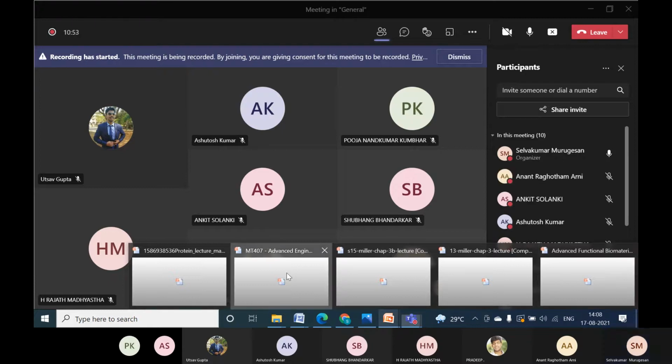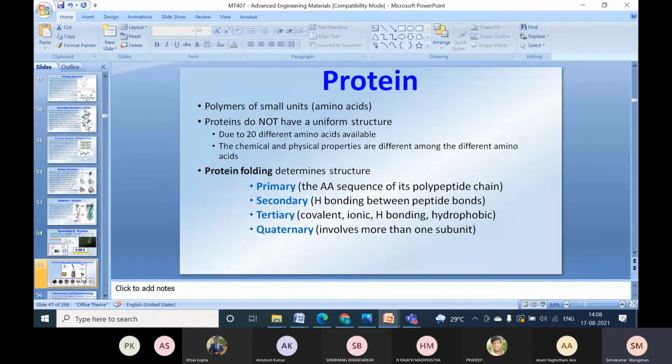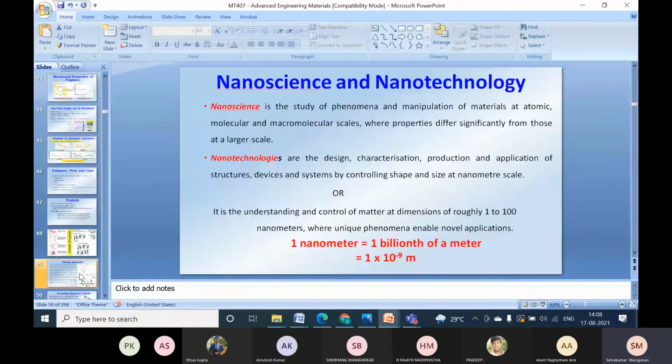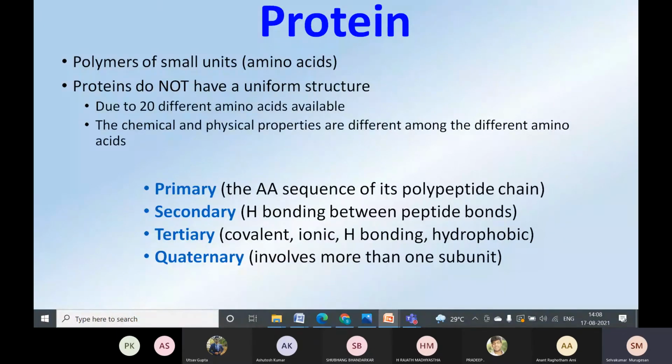So today we'll see a little about protein structure and its basics and their types, like the three component protein, etc. And then we will get into the nanoscience and technology. So protein, everybody knows. Protein is very important, and if we see the definition of protein, it's exactly a polymer and it is made up of several small units, which is nothing but amino acids. So many small amino acids combine together and form a macromolecule or the protein structures.